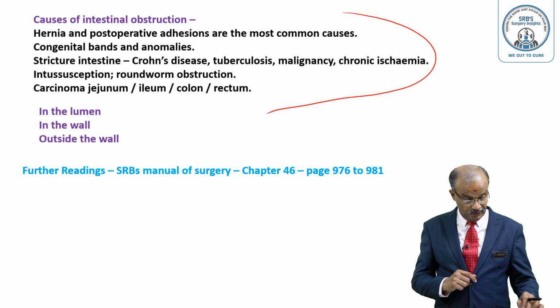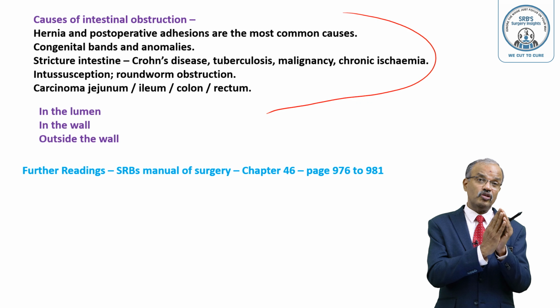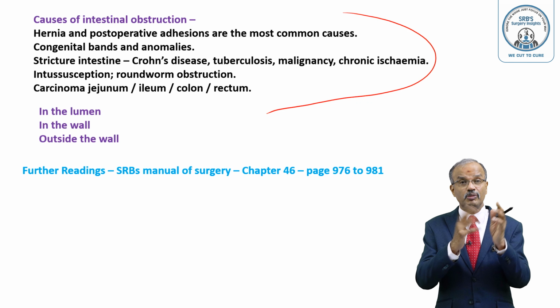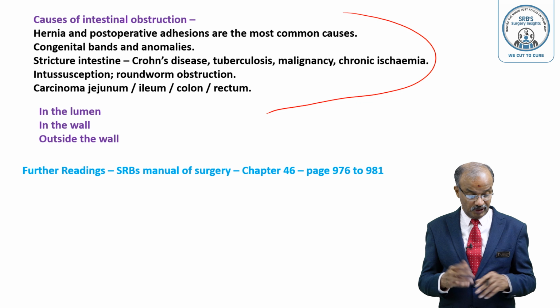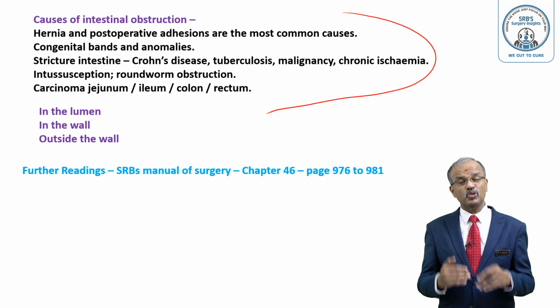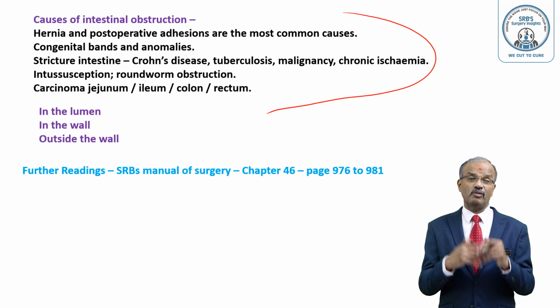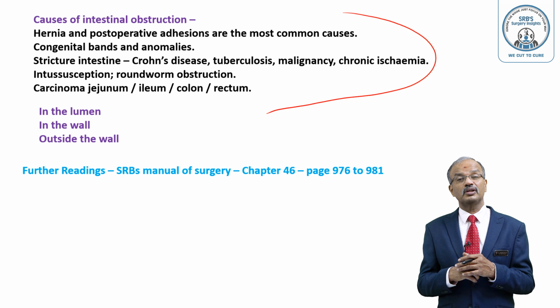And in a case, the obstruction may be in the lumen, like roundworm, in the wall, maybe a stricture, or outside the wall, like compression from another area, lymph node compression, whatever it is. So that's exactly how it is. Again, there are so many classifications. Go through my book and you will learn everything about intestinal obstruction.